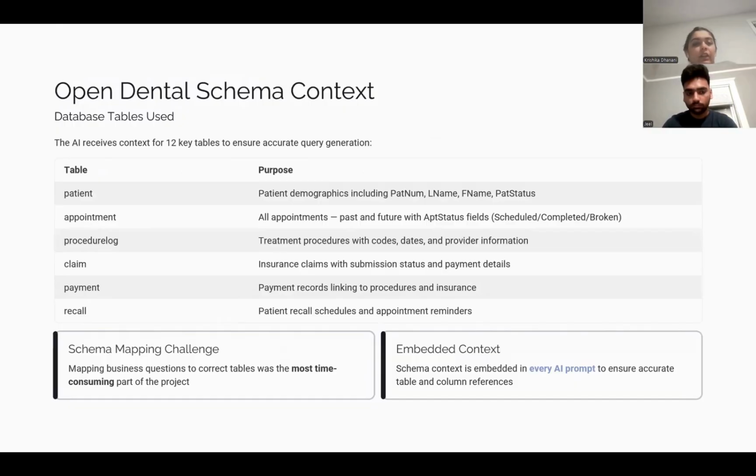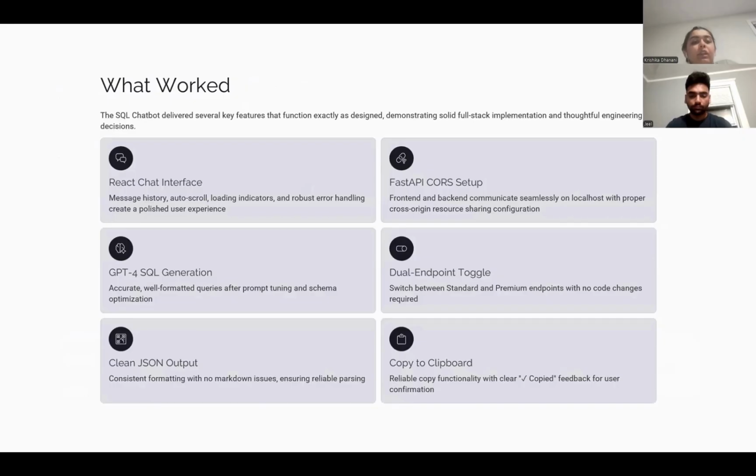For the schema context, we provide ChatGPT with context about key database tables like patient, appointment, claim, and many more. This helps the model generate accurate queries, so that we can use them in our MySQL database to fetch the data. Mapping business questions to the correct tables was one of the biggest challenges.